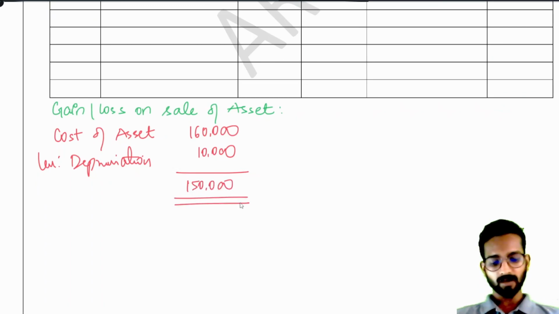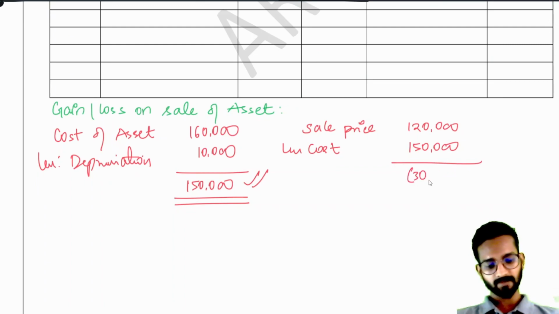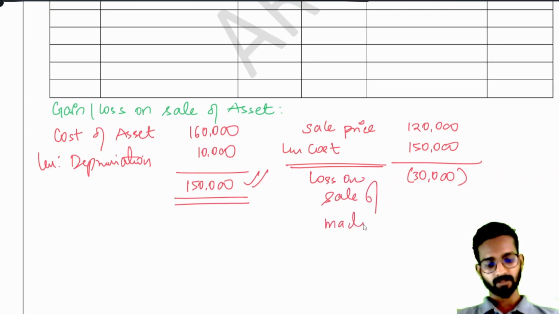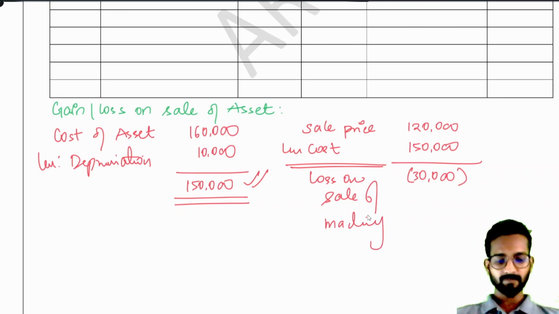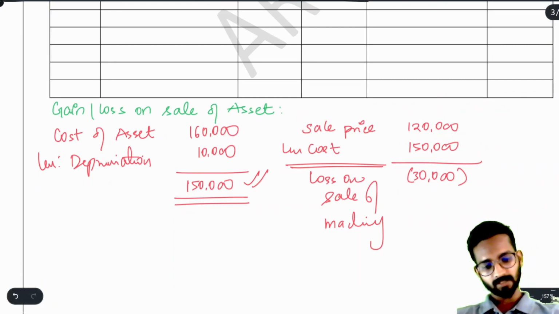Simple enough. Now they are saying selling price is 1,20,000. Now from this 1,20,000, less the cost of machine, 1,50,000. 120 minus 150, that is negative 30,000. It means it is your loss on sale of machinery. Understood? Simple enough. See, if the cost itself is 1,50,000 and I am selling that machine for 1,20,000, obviously I will face the loss. So loss is 30,000.